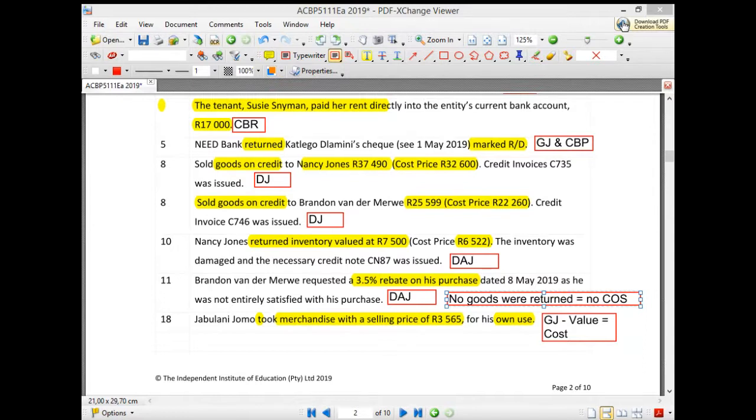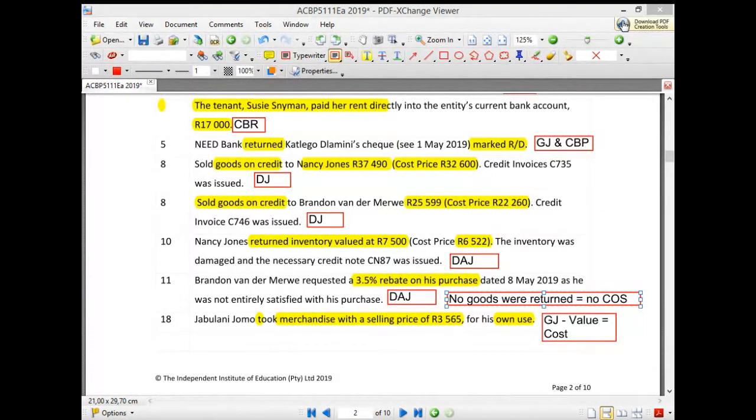I take the 3,565. I multiply it with the 100, which is the cost that I want. And I divide it by the 115, which represents the sales value. And then I get to a cost value of 3,100 Rand. And then we said it is perpetual. So we take it to the inventory account. So we're reducing the inventory because we are physically taking it out. And I credit that with the same cost amount of 3,100.